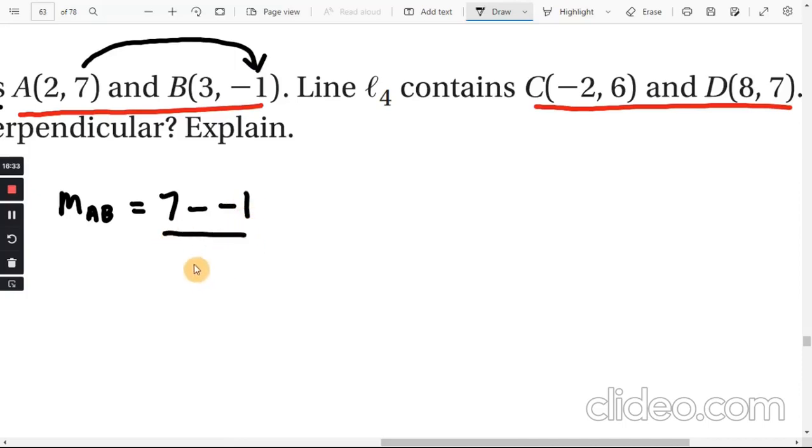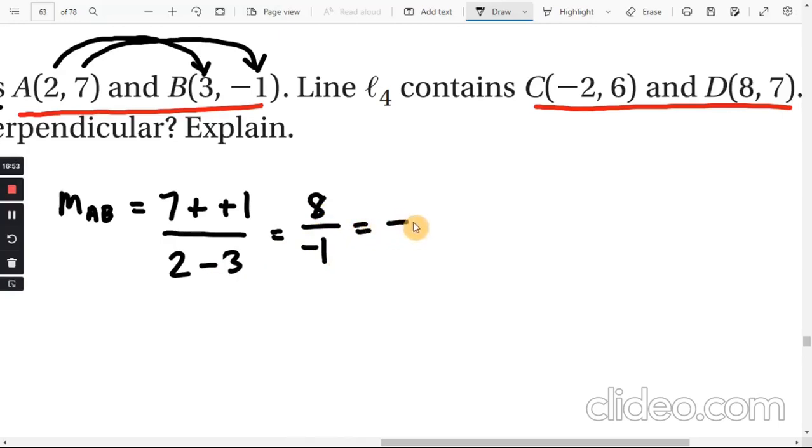And then I'm going to do change in X. That's going to be 2 minus 3. Two negatives make it positive. 7 plus 1 is 8. 2 minus 3 is -1. And 8 divided by -1 is just -8.